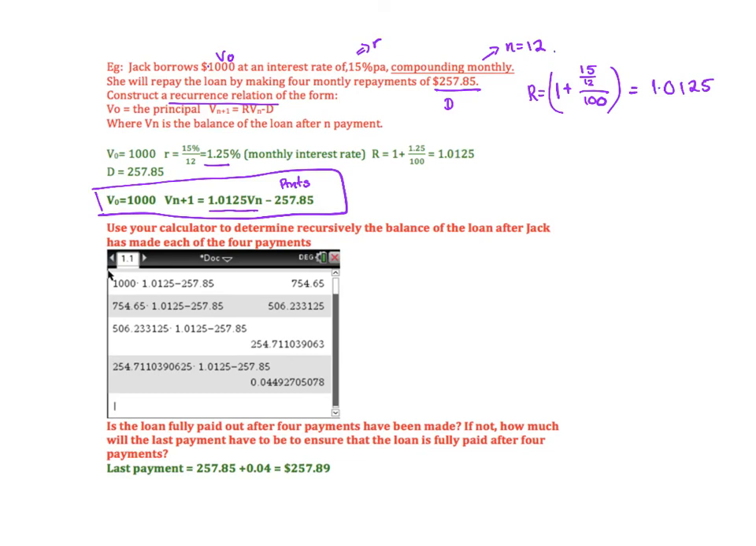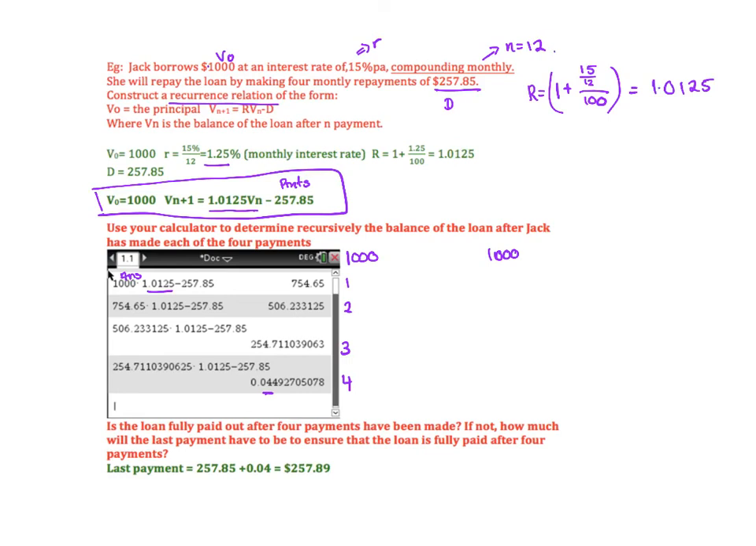So I should have had the first one in here. You'll see 1,000, press enter, and you get 1,000 over there. Then we do this one where we did answer times the rate and then minus that. So here's after 1, 2, 3, after 4 payments, she still owes 4 cents. So the loan is not fully paid after 4 payments.